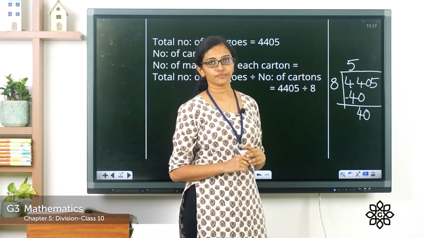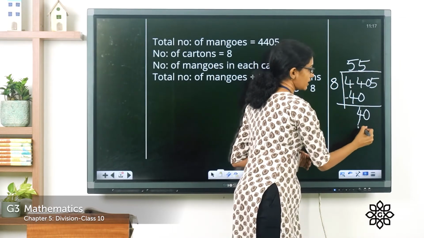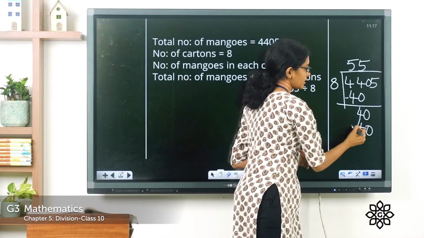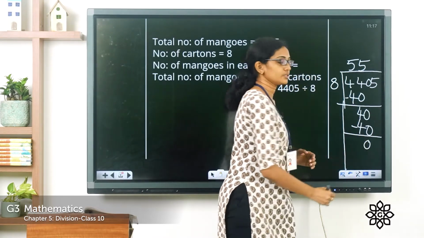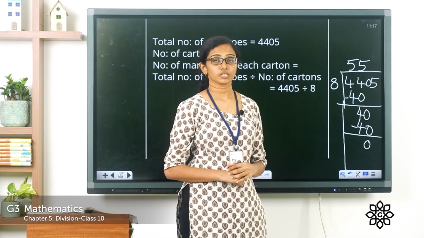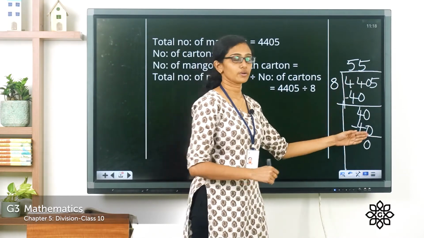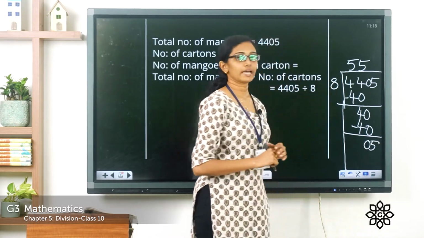8 fives are 40. So let's write 5 here and 8 fives are 40. That we can write here. Then subtract the numbers. 40 minus 40 is equal to 0. Now there is one more digit to bring down, which is it? The ones digit 5. So let's bring it down here. So now we have 5 divided by 8.